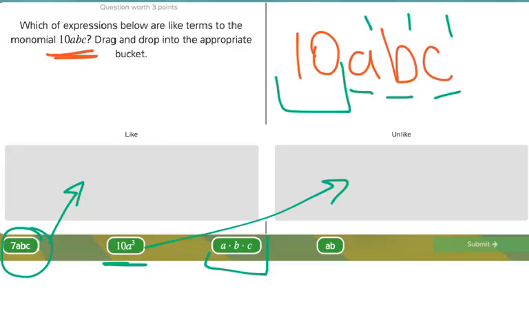abc, we have the three same variables. They're each raised to the power of 1. And even though there's no coefficient, that doesn't matter. The coefficient can be whatever it wants to be in like terms. So that is a like term to 10abc. And ab is not a like term because we're missing the variable c. So that is an unlike term.